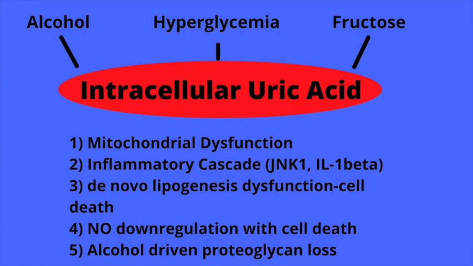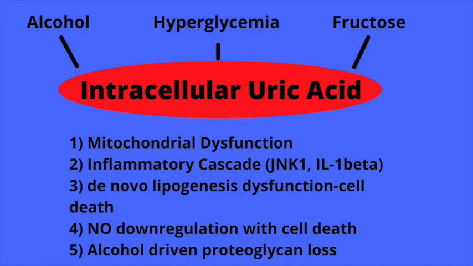Fourth, we have downregulation of the nitric oxide pathway leading to chondrocyte death. And lastly, if the alcohol does not enter the chondrocyte, we know that the presence or exposure of the chondrocyte to external alcohol leads to loss in proteoglycans and cartilaginous damage.